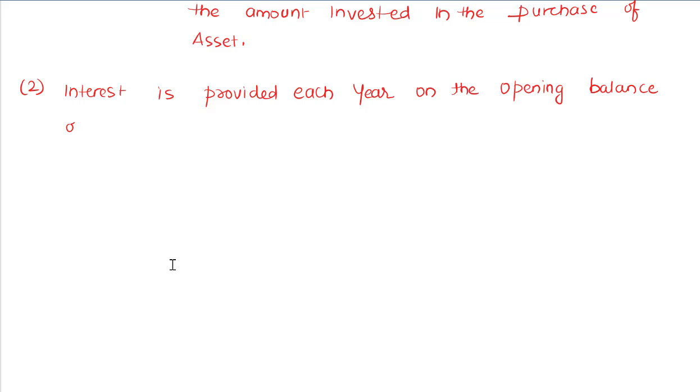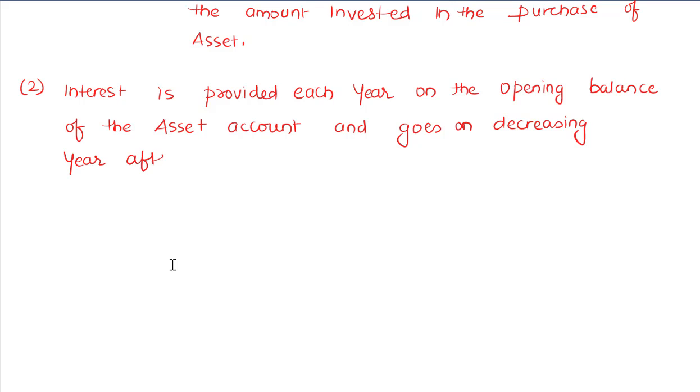Number two, interest is provided each year on the opening balance of the asset account and goes on decreasing year after year.